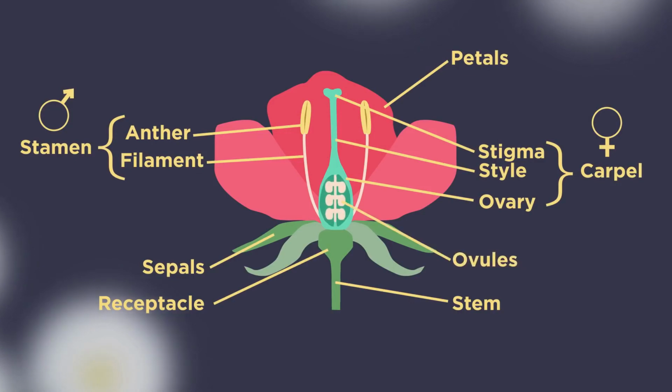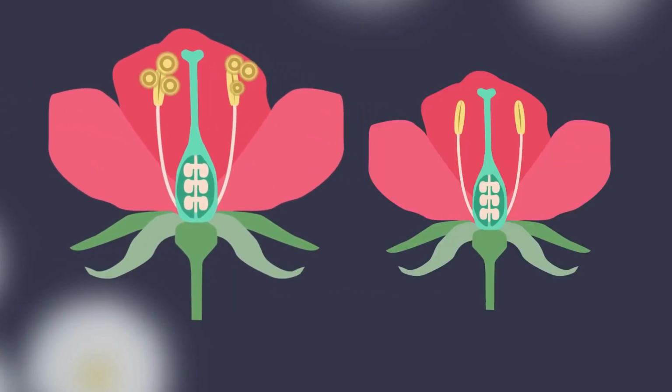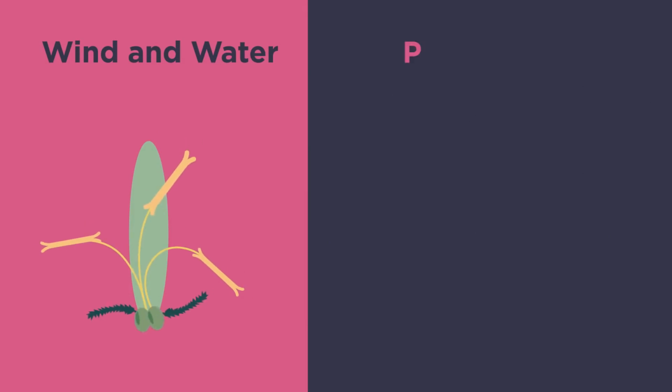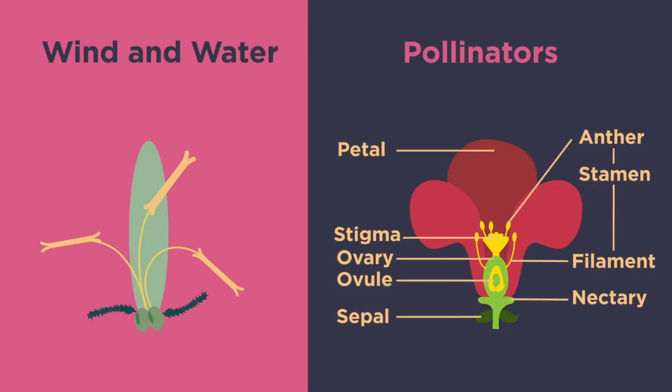So how does pollination work? Pollination is a transfer of pollen from the male anther of one flower to the female stigma of another. Flowers can be pollinated in different ways, by wind and water, or by pollinators such as insects, birds, and other animals. Flowers pollinated by pollinators are structurally different from those pollinated by wind or water.